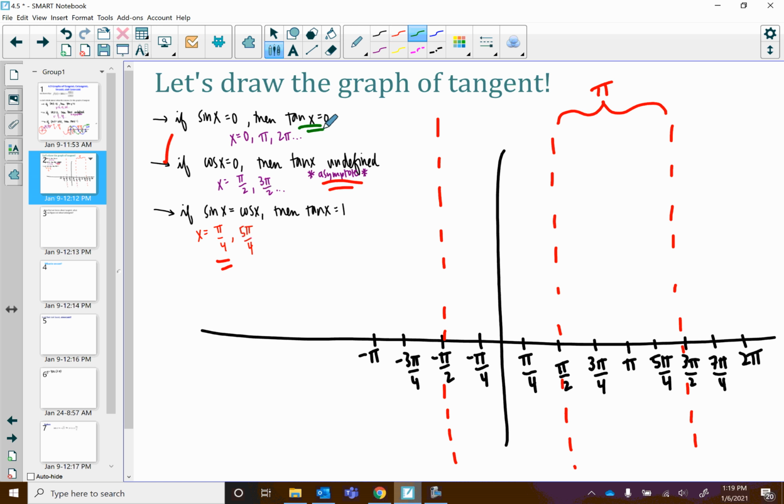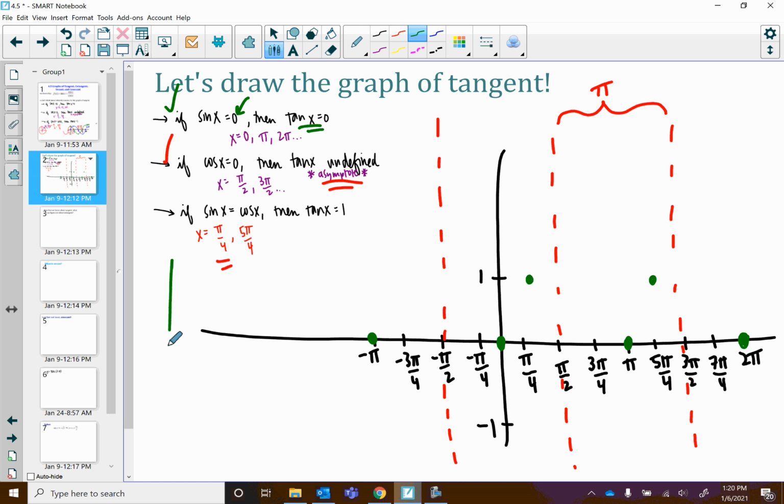Tangent will be equal to 0 when sine is equal to 0, which means at 0, at pi, at 2 pi, at negative pi, etc. And then we know tangent is going to be equal to 1 at pi over 4. So I didn't do an x-axis here. Let's say this is 1 and negative 1. And then we got a point at pi over 4, 1. We've got a point at 5 pi over 4, 1. And technically, this is kind of enough to see the graph of tangent, but only to a well-trained eye.